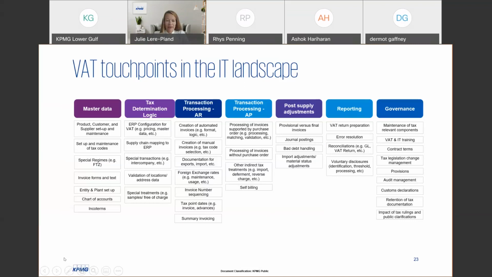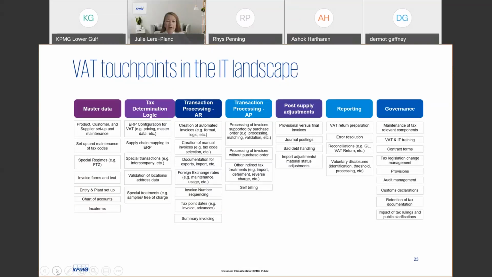Indeed, looking at the time, because we did receive quite a lot of questions from you, we will want to address those as well. So a couple of things that I want to mention in terms of IT. This slide looks very complicated, but these are basically all of the VAT touch points that you will find in your IT landscape.